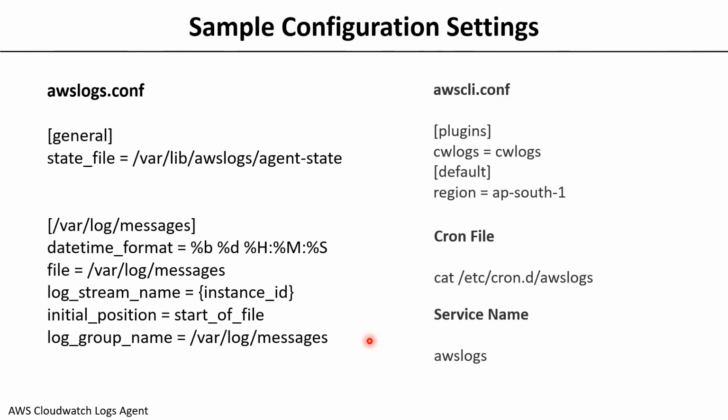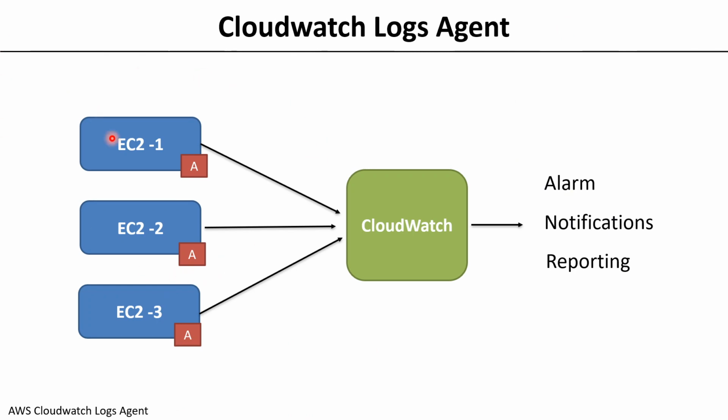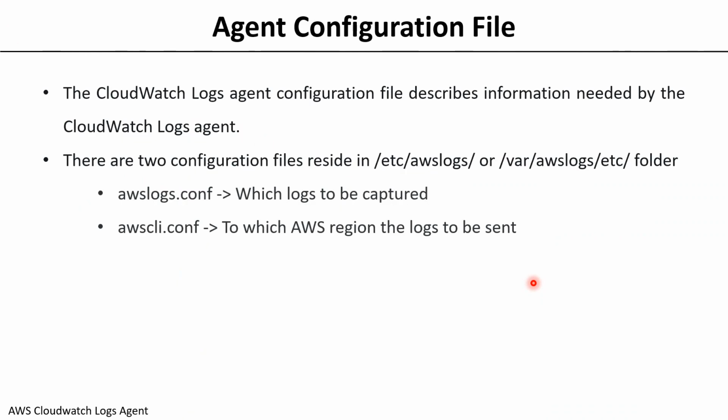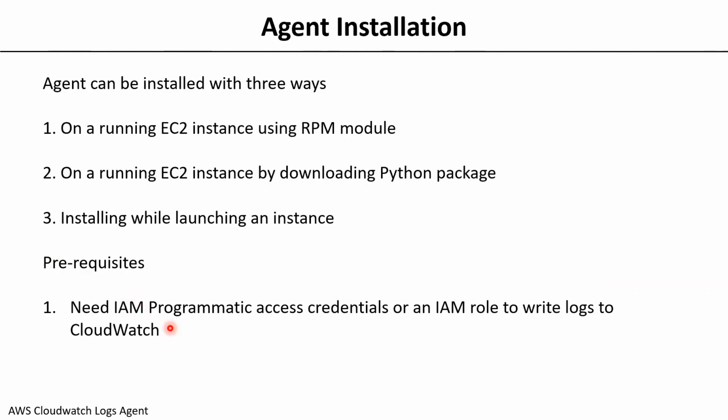If I refer back to this particular diagram, you have different EC2s and each EC2 has its agent, and these EC2s have to write to CloudWatch, right? To have permission for this EC2 to write to CloudWatch, either you require AWS programmatic access credentials, the access keys and secret keys, or you want an IAM role attached to this EC2 so that it can write onto CloudWatch, right? This is what we are talking about as part of the prerequisite here.